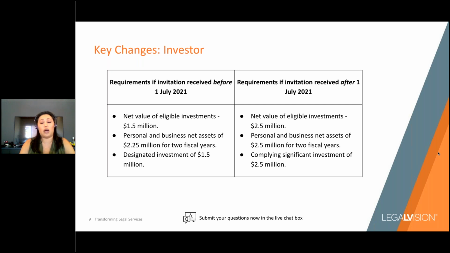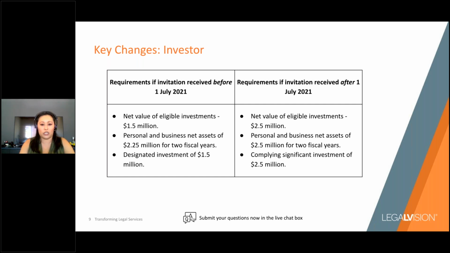Similarly, in relation to your personal and business net assets, that has increased from 2.25 million to 2.5 million. A bit more of a minor increase, but still an increase as well. Probably one of the key changes is that as part of the investor stream of the business innovation and investor visa, before 1 July 2021, you had to invest at least 1.5 million into designated investments. And they were quite confined to government bonds or quite specific investment portfolios.